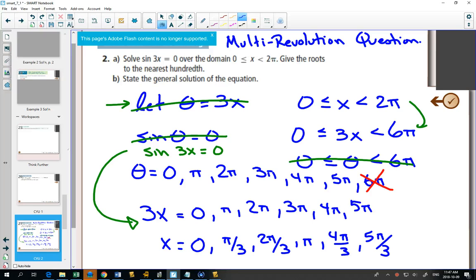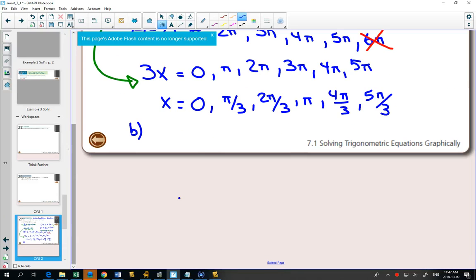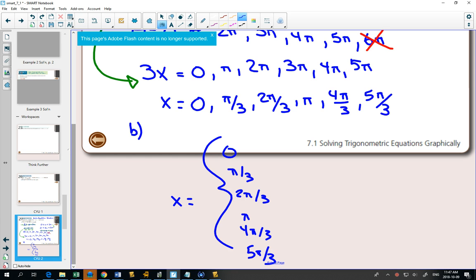So we can add this as a part B. Oh, we have to still solve part B of this, which is state the general solution. So what did we do in part A? In part A, in the end, we found all the solutions between 0 and 2 pi. So in part B, how do we write a general solution? We write all of our answers from 0 to 2 pi, which happens to be 6 of them, and add 2k pi to each of them.